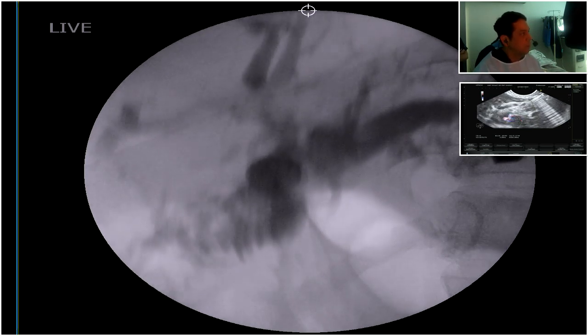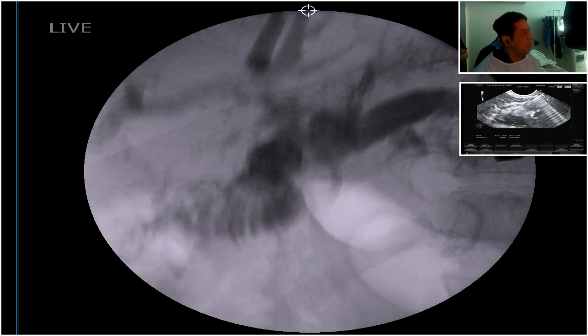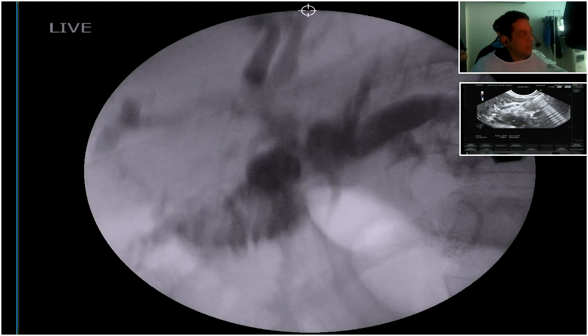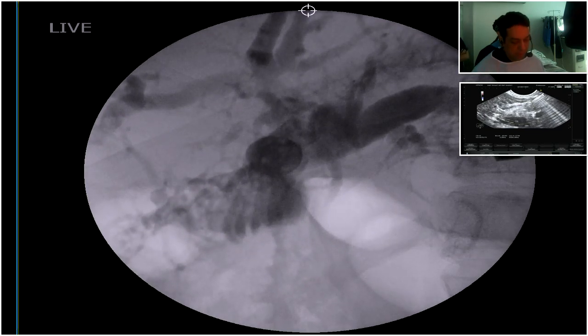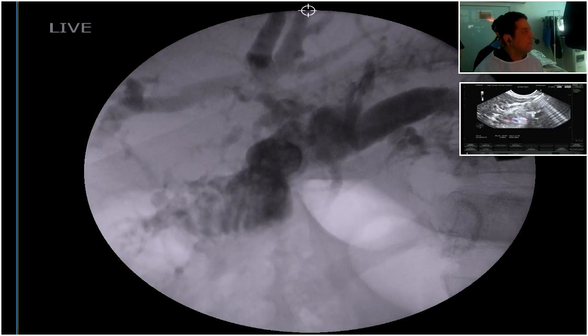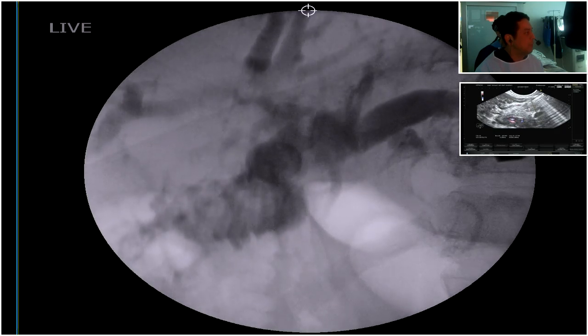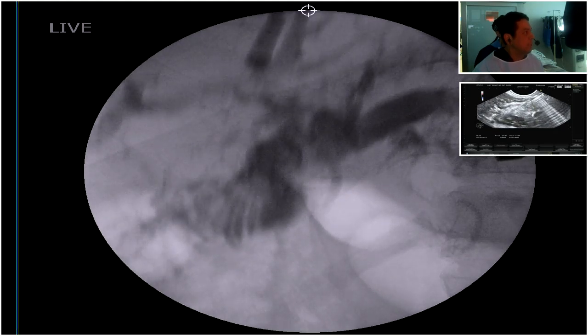So there is no stenosis, and I think that what this patient has is reflux, biliary reflux with cholangitis. So this patient needs to be treated just by antibiotics, and we need to see what will happen.